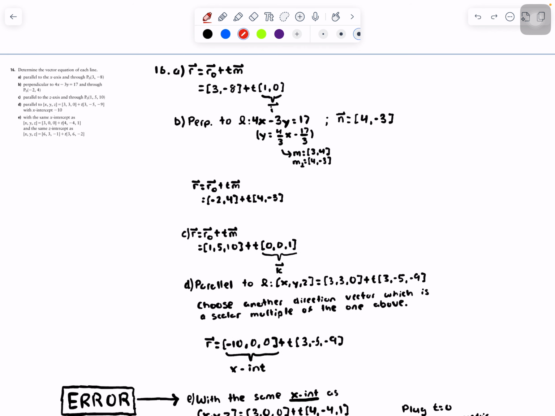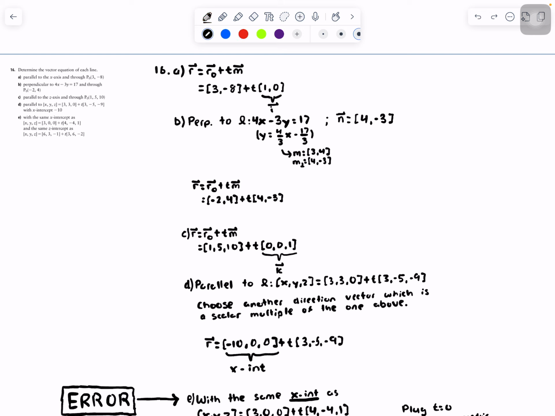Okay, part C, parallel to the z-axis and through P naught 1, 5, 10. Okay, so same. This question is similar to part A. So the issue is not the position vector, because we're given the point we're passing through, 1, 5, 10. It's finding a direction vector. So I used K. And the reason being is we're parallel to the z-axis. So a vector that's parallel to the z-axis is 0, 0, 1, or the vector K.